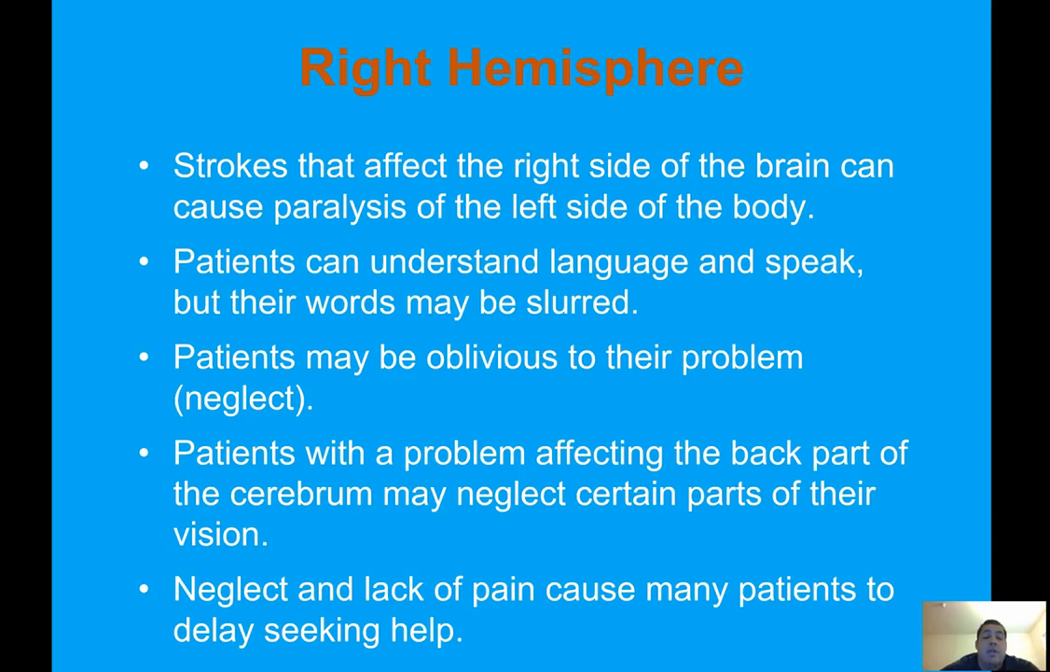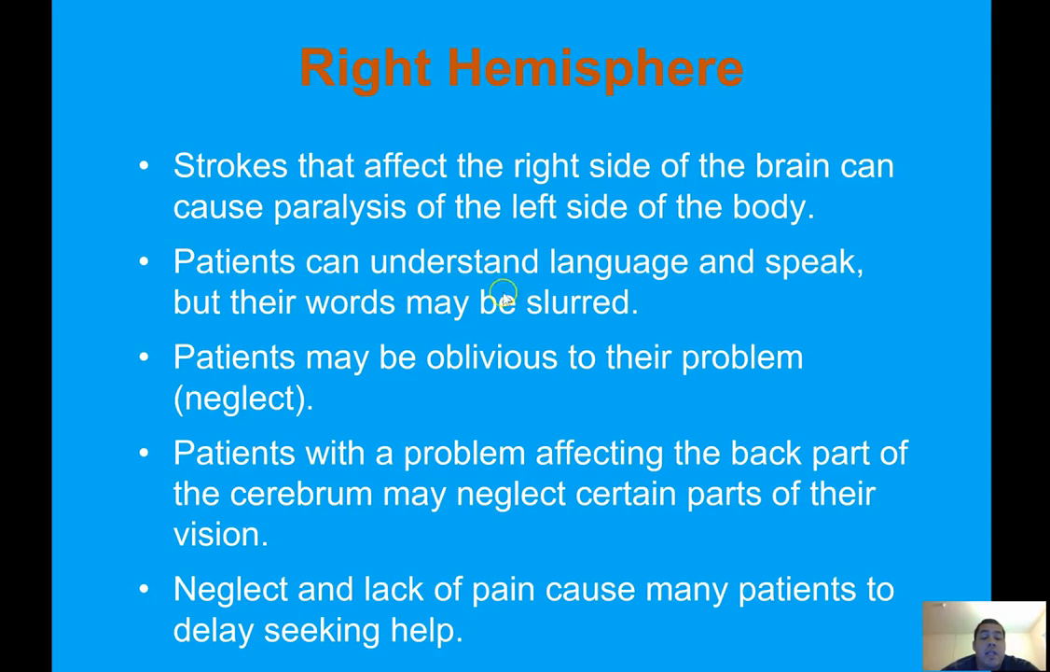Right hemisphere: strokes that affect the right side of the brain can cause paralysis on the left side of the body. Patients can understand language and speak, but their words may be slurred. Patients may be oblivious to their problem and neglect it. Patients with a problem affecting the back part of the cerebrum may neglect certain parts of their vision. Neglect and lack of pain cause many patients to delay seeking help.